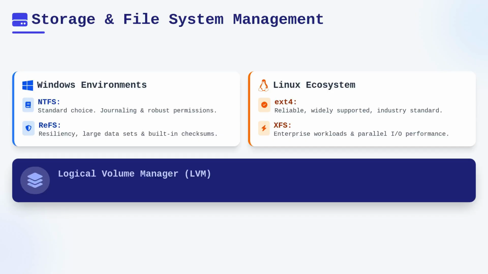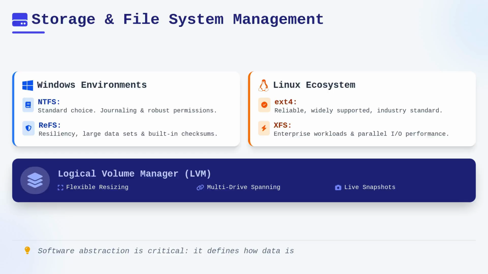To manage our disks effectively within Linux, we often use the Logical Volume Manager, which provides a layer of abstraction that allows us to resize partitions, span volumes across multiple physical drives, and take snapshots of live systems for backup purposes without unmounting the storage. Mastering these software abstraction layers is just as critical as choosing the right physical drive or RAID configuration because it dictates how data is organized, protected, and retrieved on a daily basis.